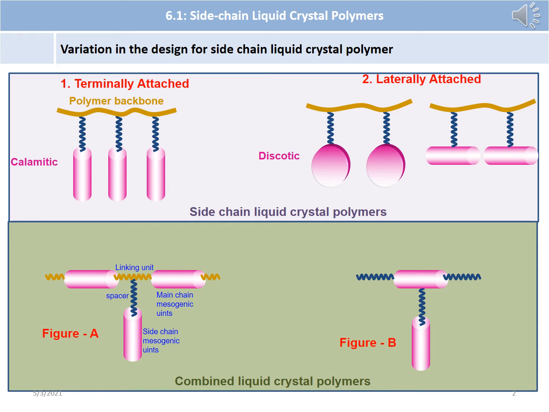Polymer liquid crystals also exist as a combination of main chain and side chain in one polymer, as illustrated in Figure A and Figure B on the slide. Side chain mesogenic units can be attached, via a spacer unit, to a mesogenic main chain either at the linking unit as shown in Figure A or at the mesogenic unit as illustrated in Figure B.